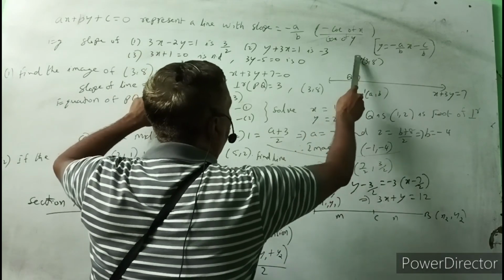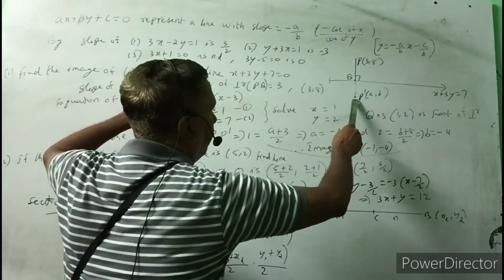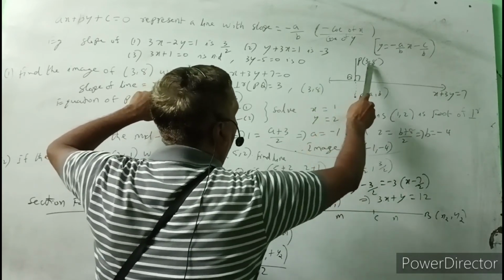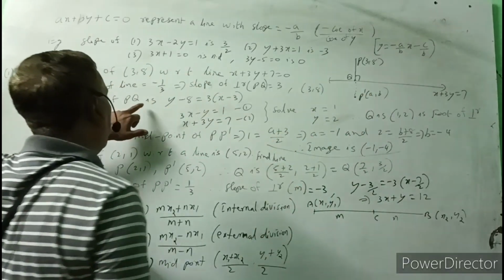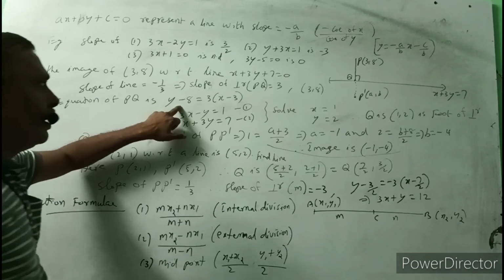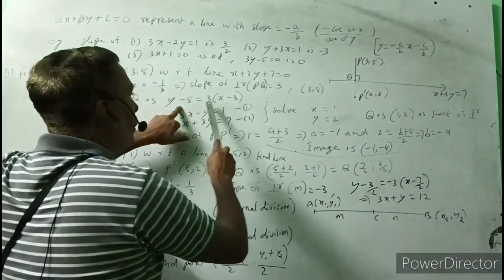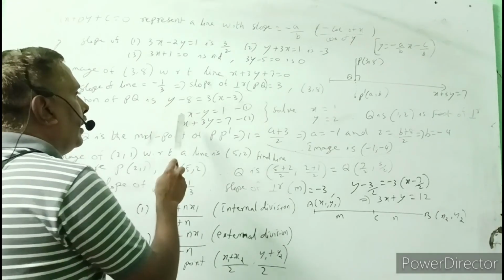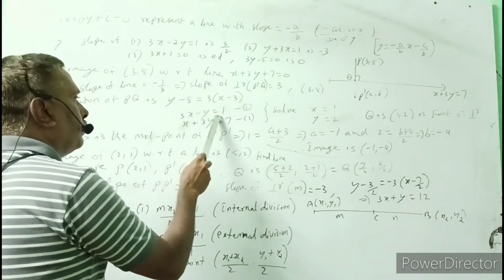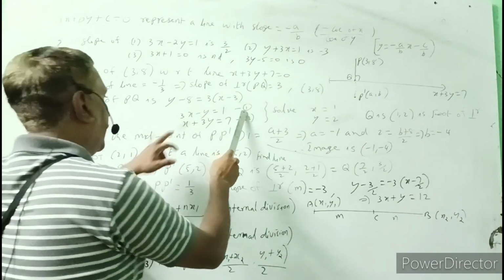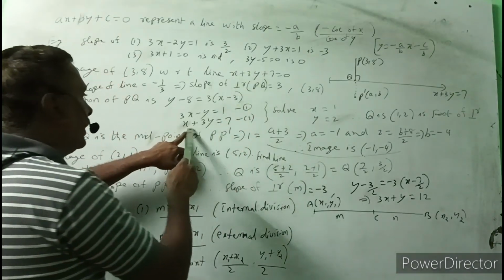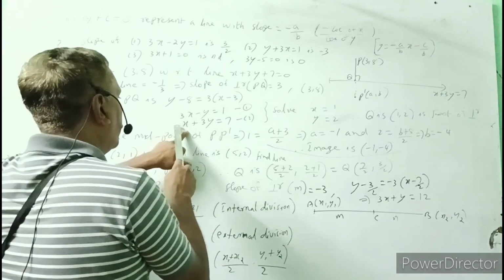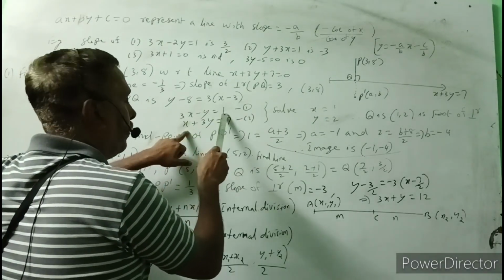I want to find the equation of PQ. For that I took P as the point along with the slope, so the equation of PQ is y minus 8 is equal to m into x minus 3. Simplifying, you will get that equation as 3x minus y is equal to 1. I took this as equation number 1, and the given equation is written. So I can solve both equations. This is the given equation, and this is the perpendicular equation.